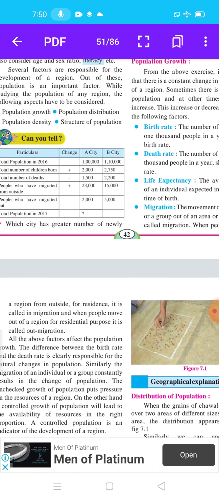All the above factors affect the population growth. The difference between the birth rate and the death rate is clearly responsible for the natural changes in population. Similarly, the migration of an individual or a group constantly results in the change of population.